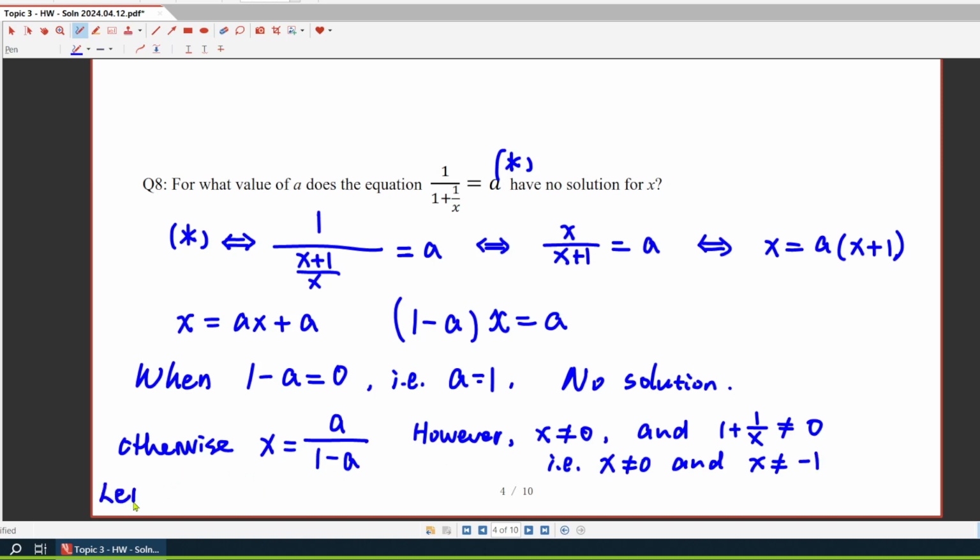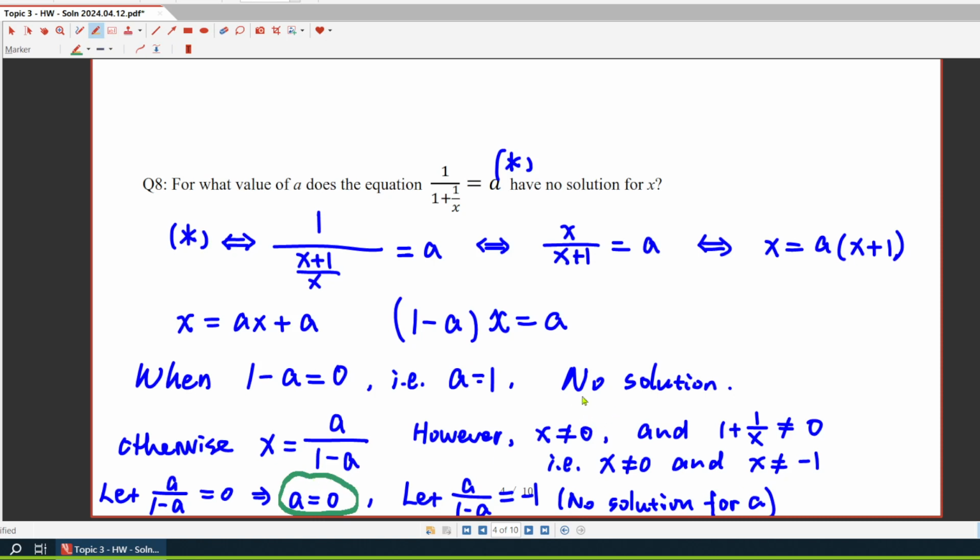So we can actually let a over 1 minus a equal 0, and this gives us a equals 0. So if a is 0, we do not have any solution either, right? And we can also let a over 1 minus a equals -1, and apparently there's no solution for a. So we can see that when a is 0 or when a is 1, there is no solution for x, right?